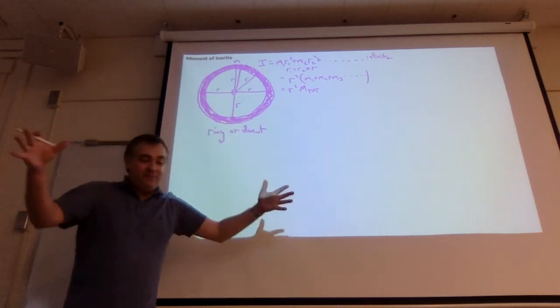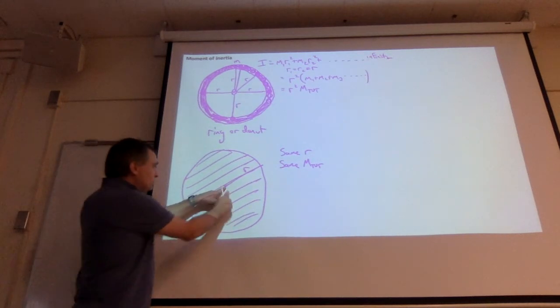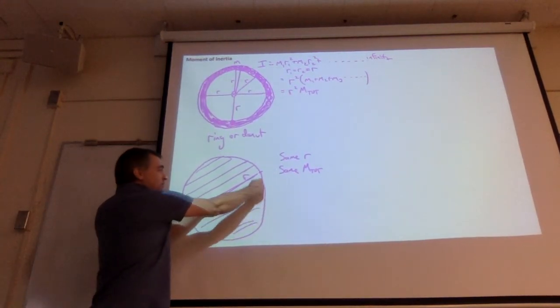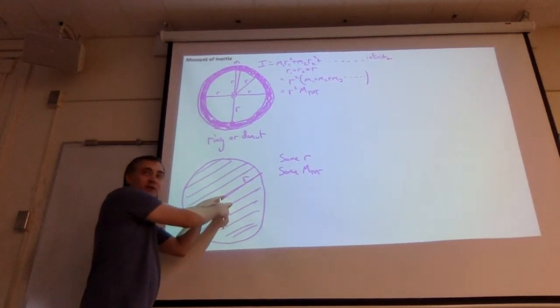So we're going to take the mass and smash it toward the middle so that the radius is still the same, but now it's solid, okay? So same R, same M total. It's just in different places now, right? Things have changed. Some of the mass is now really, really close to the center. Some of the mass is still all the way on the edge. Some of the mass is halfway. Some of the mass is a little bit away from the middle, okay?